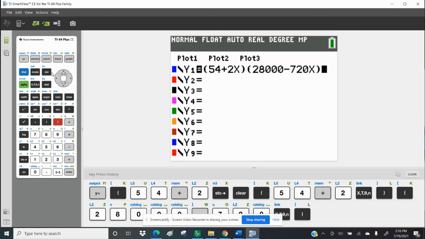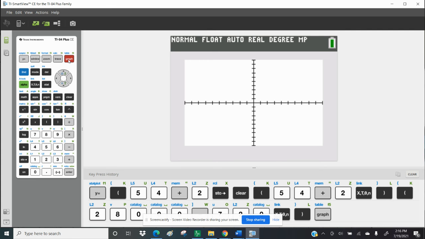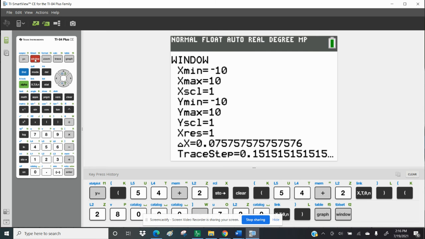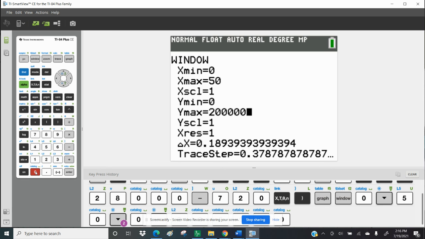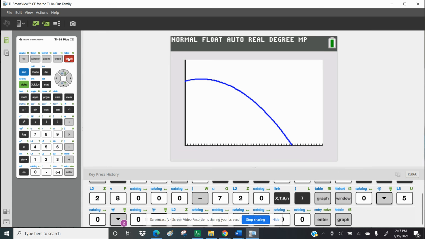Now we have to find a nice window, and that's usually the trickiest part of all of this. Let's graph it and see where we're at. Well, we don't really see anything. So let's change my window. For x, since it's a word problem, I'm going to start at 0 and try going to 50. On my y's, I'm going to have to go a lot, so I'm going to start at 0 and go up to 1, 2, 3, let's try that. All right, that looks like a pretty good graph.